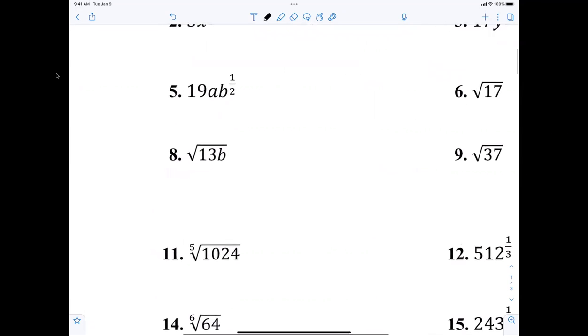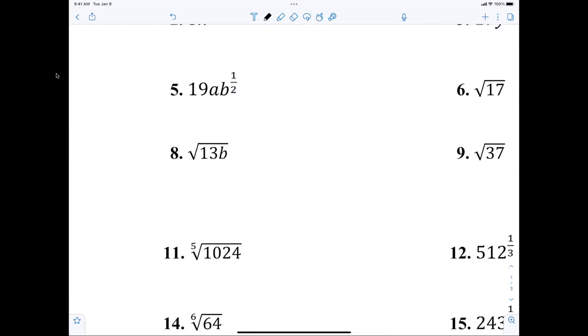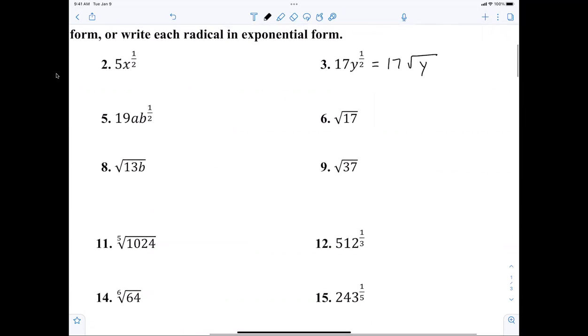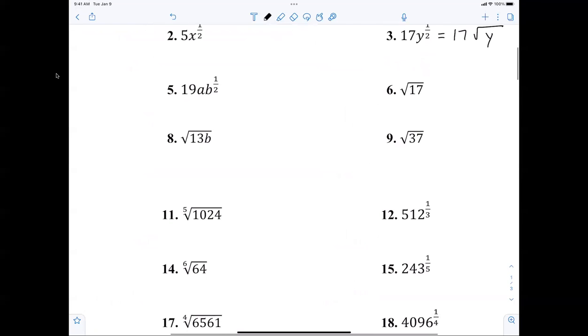Number 5. That's the same as what? I have a question. Because you did the 5y in parentheses for the example. Is this in parentheses? All right, number 5. What do we have for that?